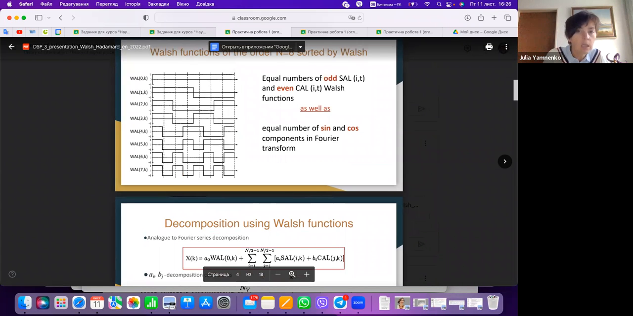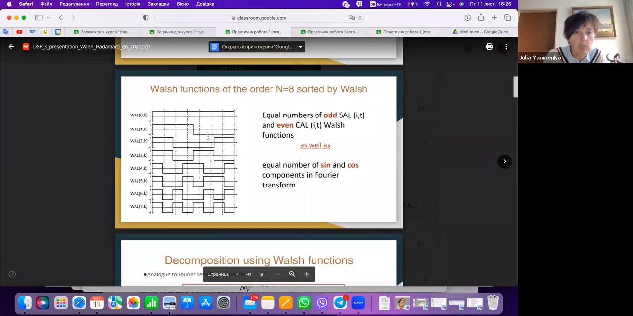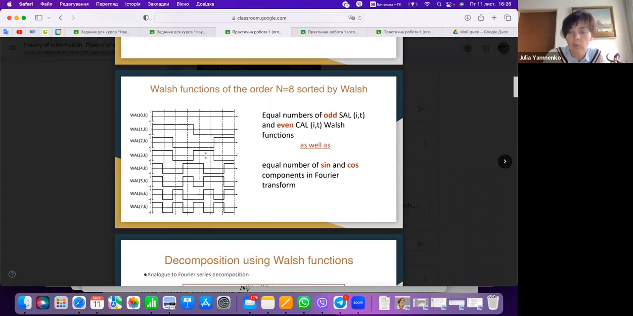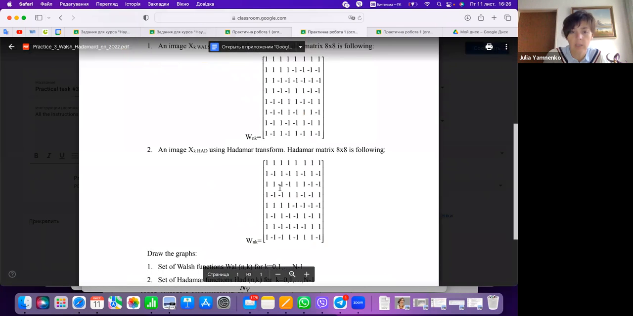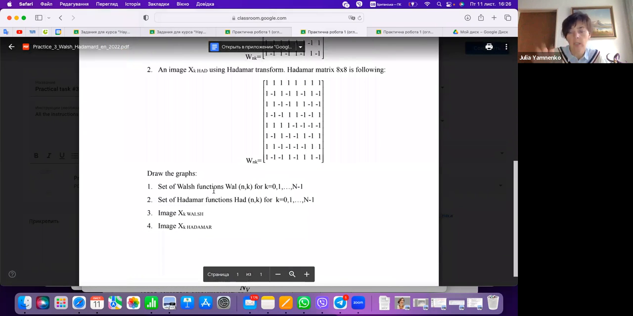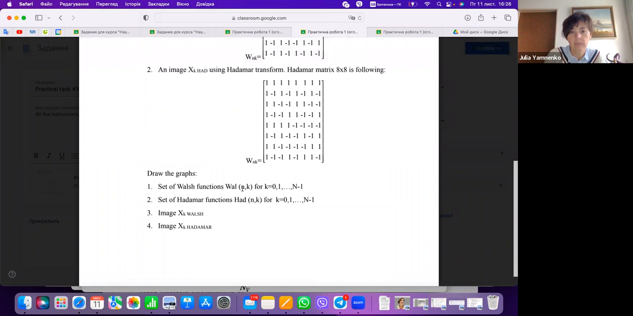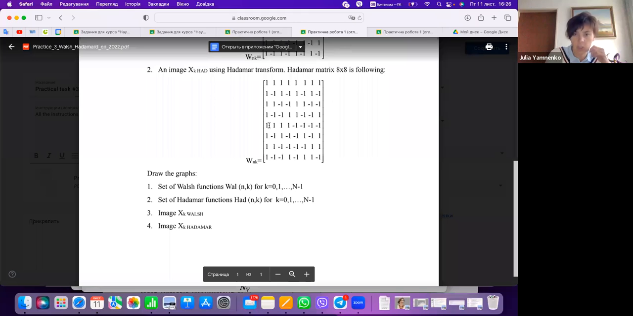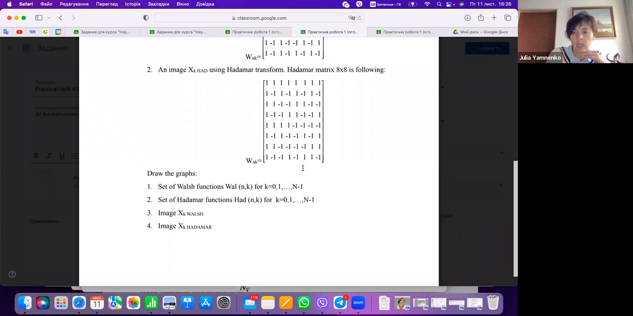On slide number 3 in this presentation, you can see the set of Walsh functions. You should do the same in your practical work, so just draw this set of Walsh basic functions for your case, totally 8 functions. And then the set of Hadamard functions. To do this, you have to take the Hadamard matrix. The functions will be the same, but the order of these functions will be different. So the same set, but with another order of the functions inside.